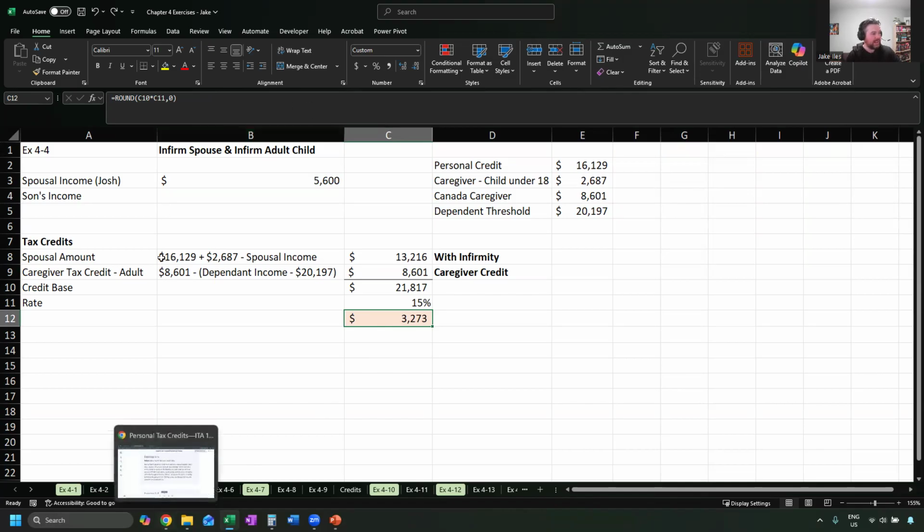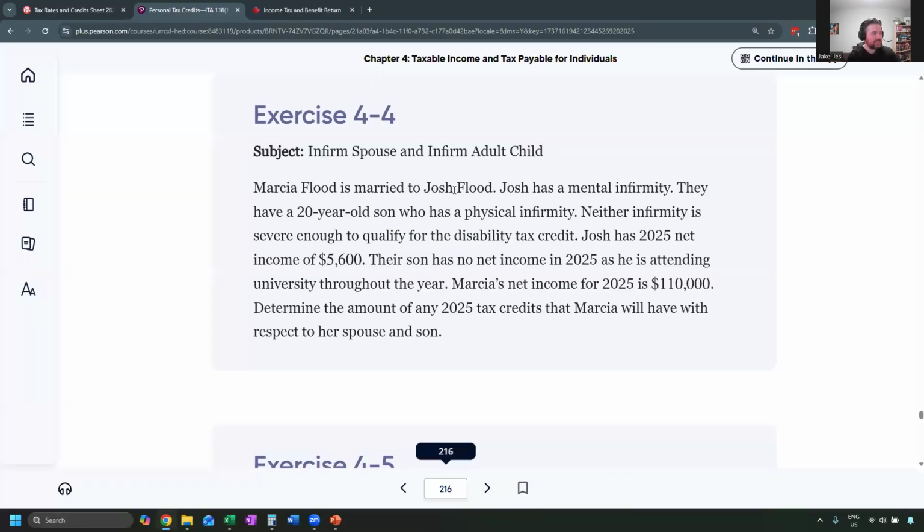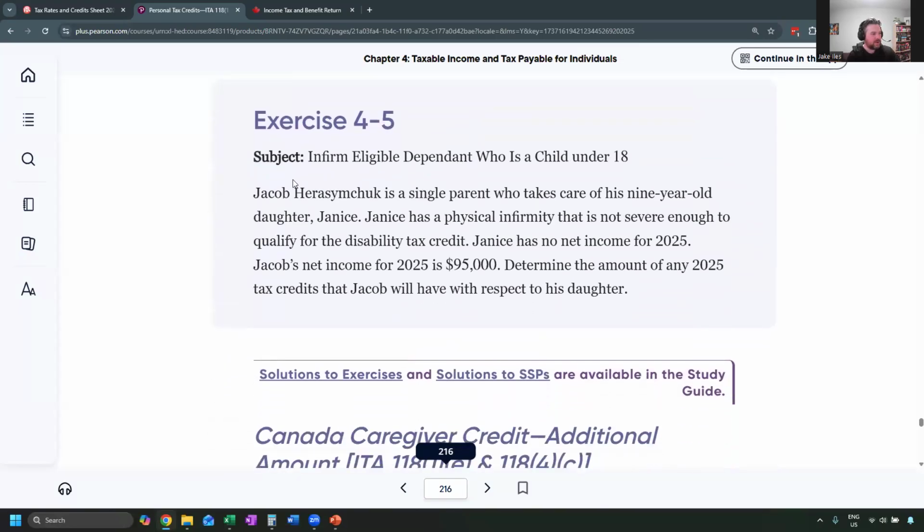All right. Hopefully that helped clear it up with two individuals. Now let's go for a third. Jacob Harassmanchuk. Jacob is a single parent who takes care of his 9-year-old daughter, Janice. Janice has a physical infirmity that's not severe enough to qualify for disability. Janice has no net income for 2025. Jacob's net income is $95,000. Determine the amount of any 2025 tax credits that Jacob will have in respect to his daughter. Single parent, daughter with an infirmity, no income.